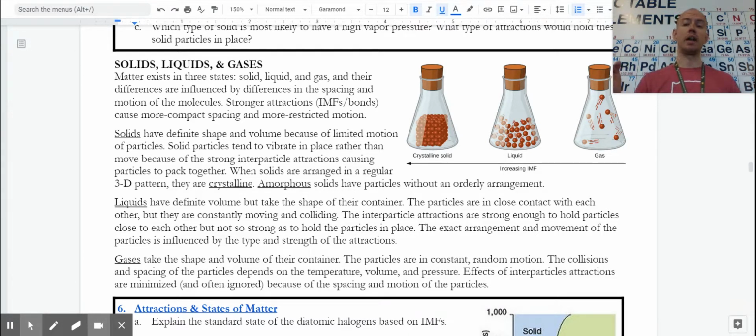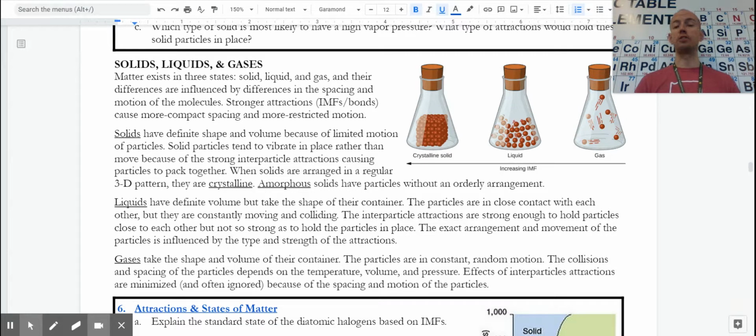That could be in ionic, metallic, or network solids, a bond, or in a molecular solid, the IMF being strong enough. If they have a regular, specific 3D pattern, it would be crystalline. That occurs for sure in ionic, in network, and in metallic. But some molecular could be crystalline, while others are amorphous. They don't necessarily have the same orderly arrangement.